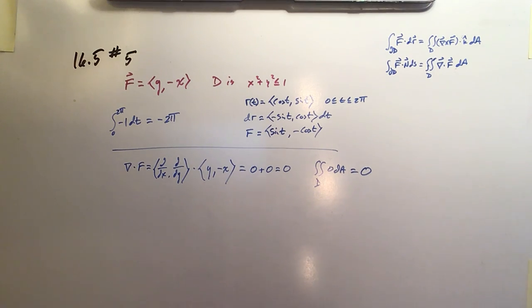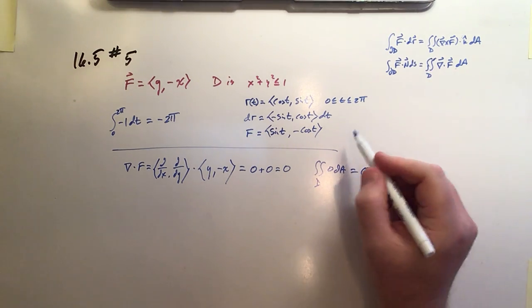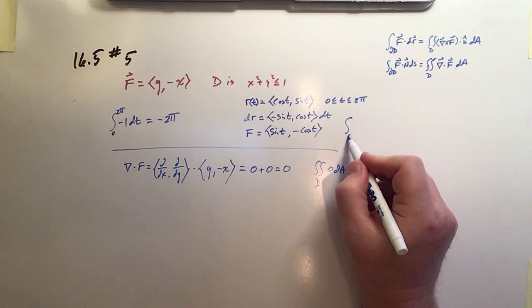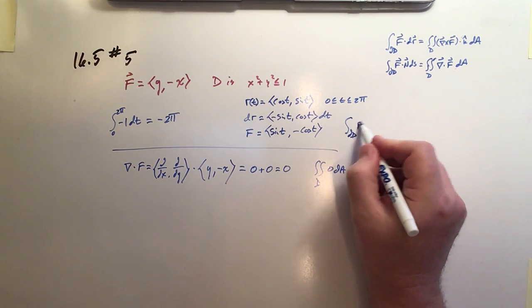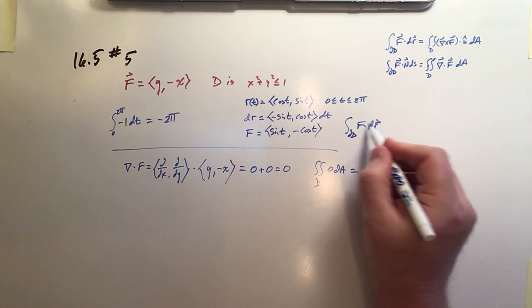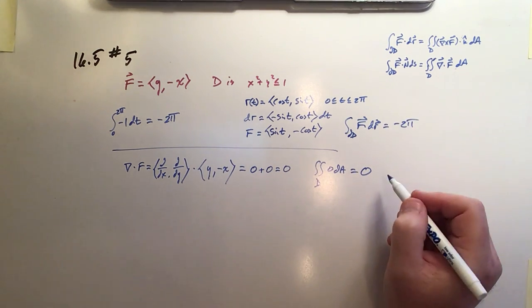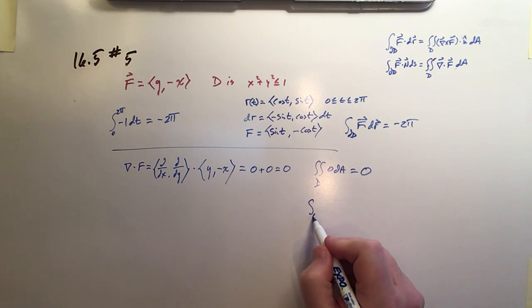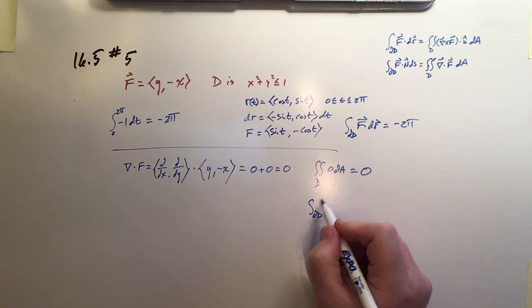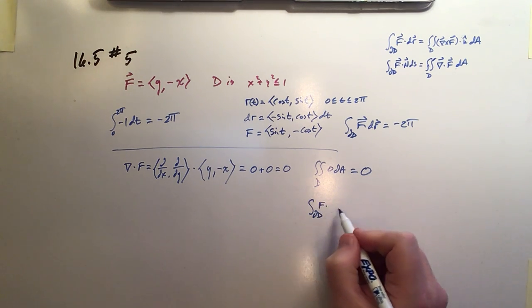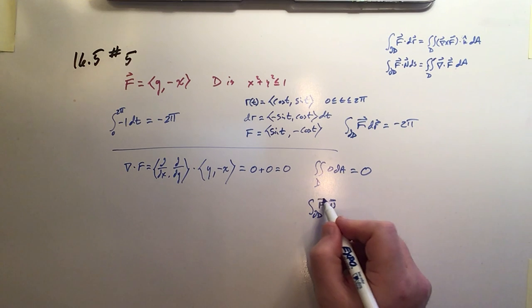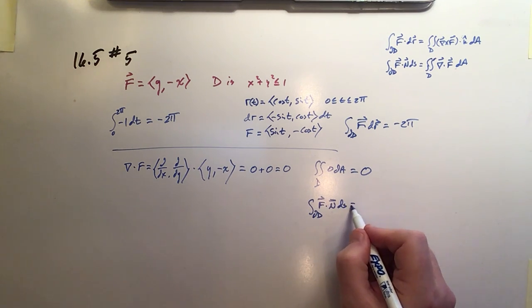For number 5, the answer to the integral over the path of f dot dr was equal to negative 2 pi, and the integral over the path of f dotted with the normal vector ds was equal to 0.